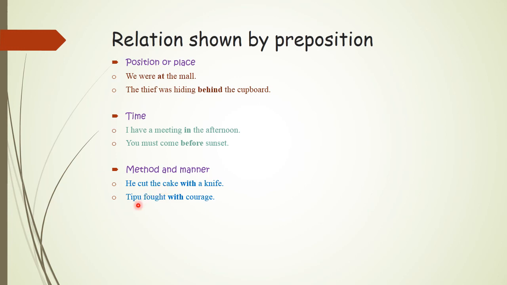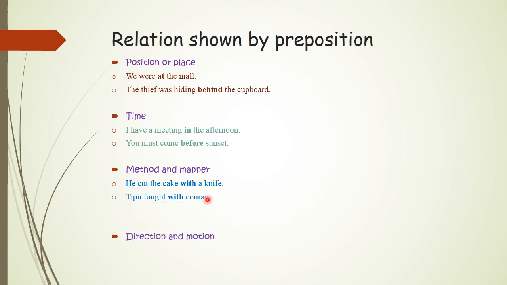Then, Tipu fought with courage. Again, the manner in which Tipu fought the battle. Tipu fought how? With courage. So relations of manner and method are shown by prepositions.